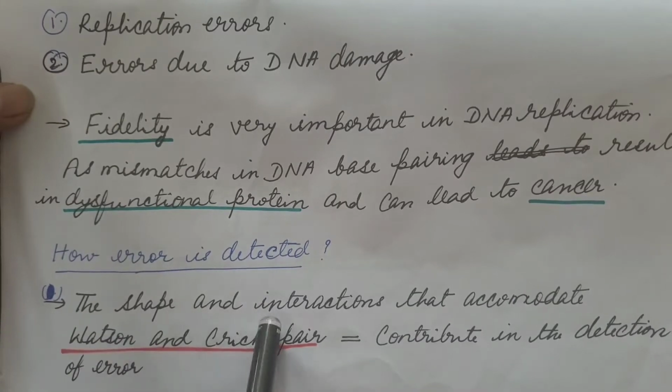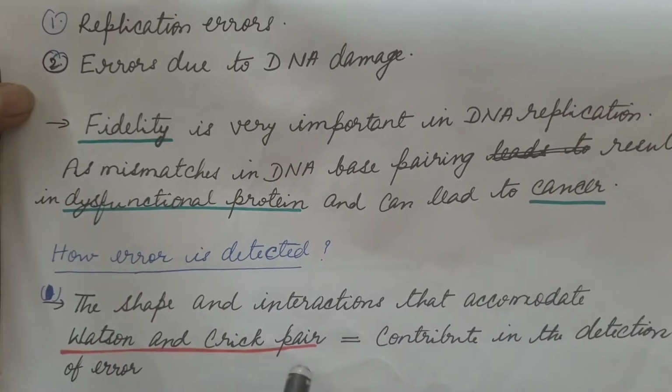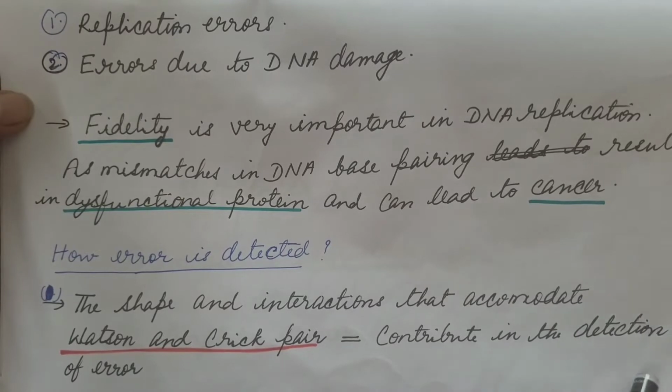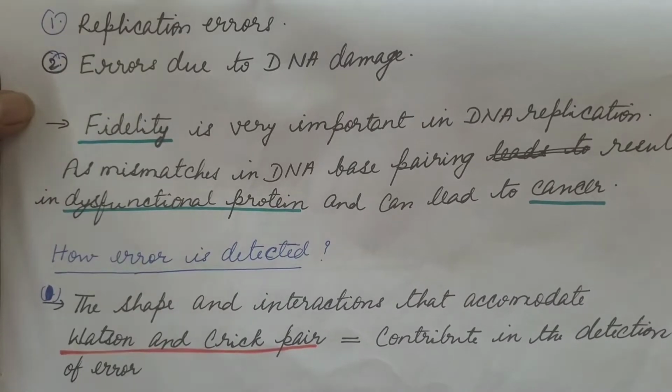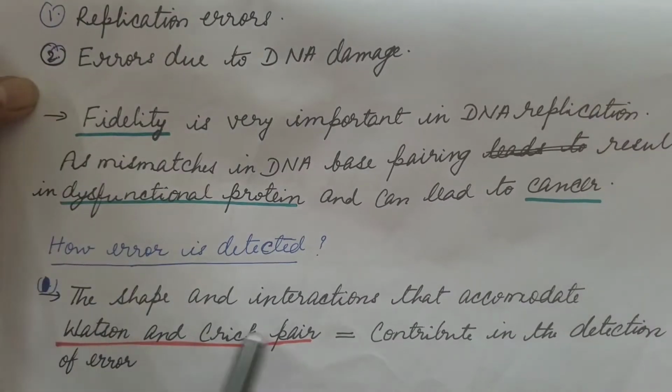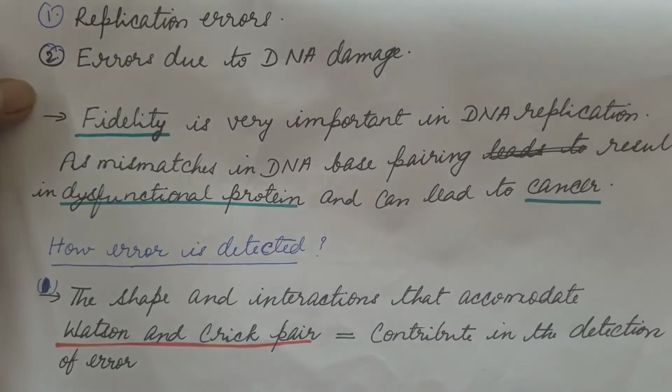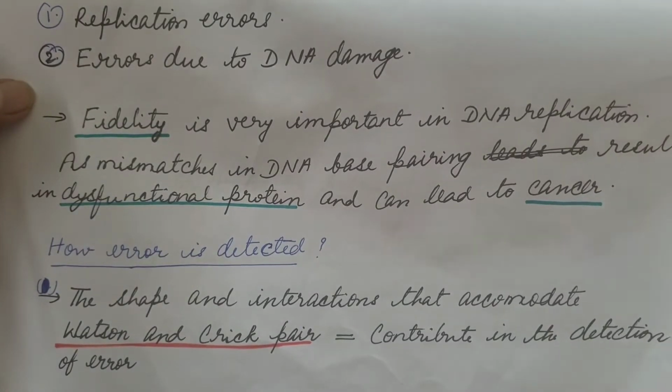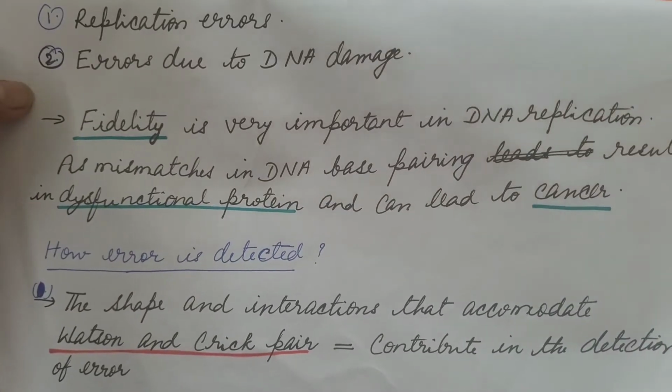The shape and the interactions that accommodate the Watson and Crick pair contribute to the detection of error. We have discussed that DNA has a double helical structure, which was proposed by Watson and Crick, where adenine always pairs with thymine and guanine always pairs with cytosine. But if any wrong base is incorporated, then it can be detected and the error can be removed.